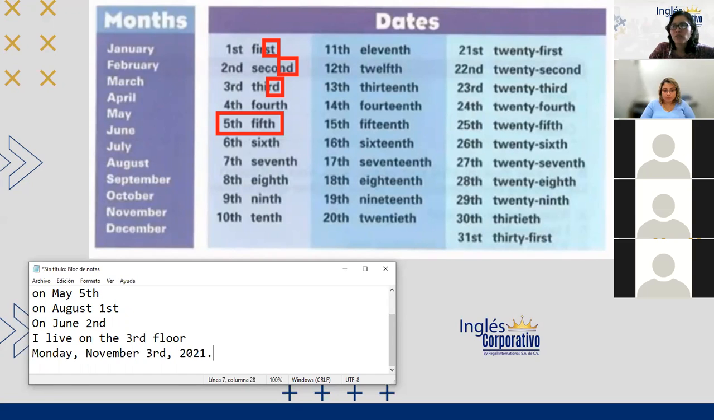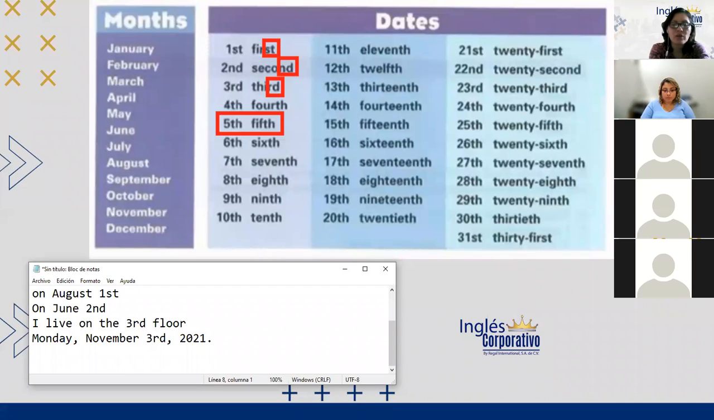So that's going to be, in order, day, month, date, and last we have the year, okay? So that's the way in which we're going to use the North American way.